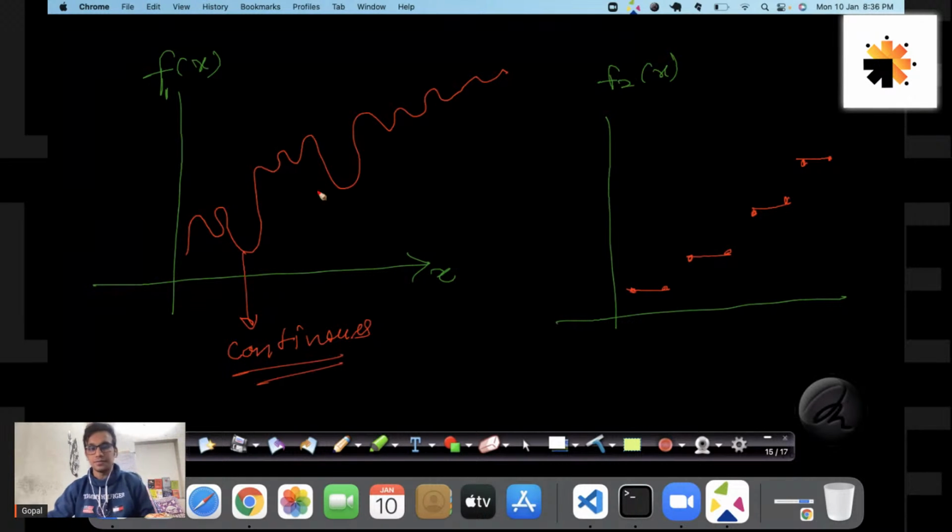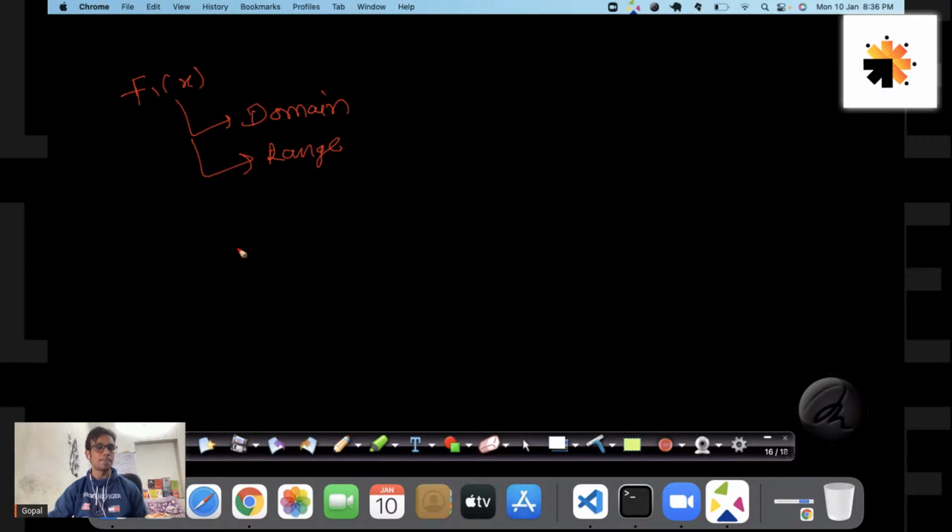And this f1 of x, we have 2 things here. Actually, let me explain what exactly they are. So f1 of x has 2 things here. First is domain, and the second is range. What do I mean by that? Let's actually try to understand this.